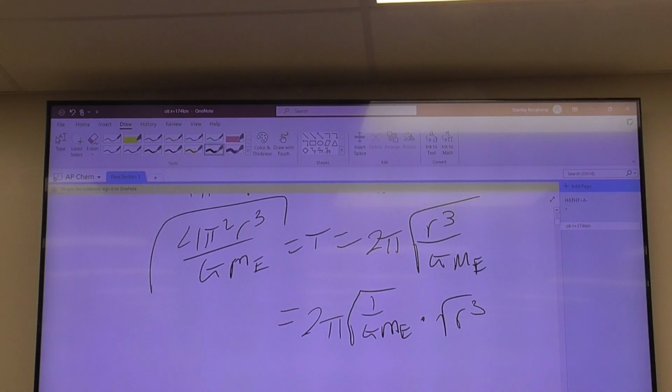I think so. Yeah, it is. I just pulled that out from underneath the radical.